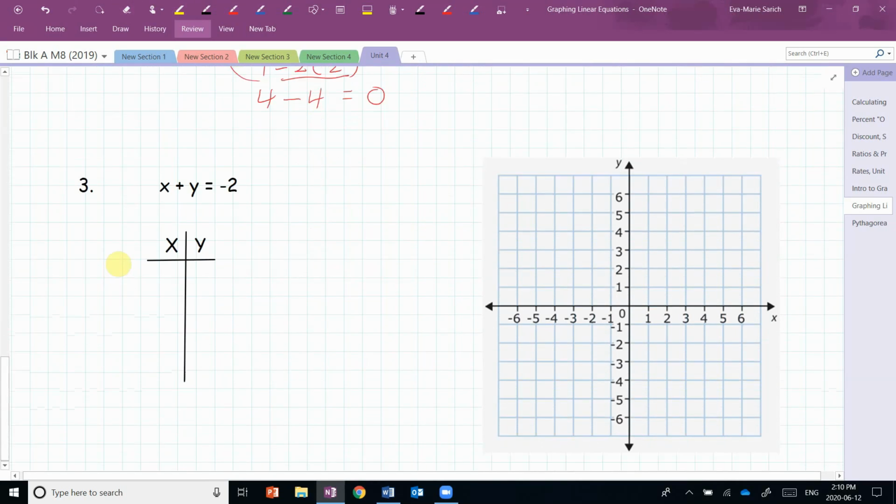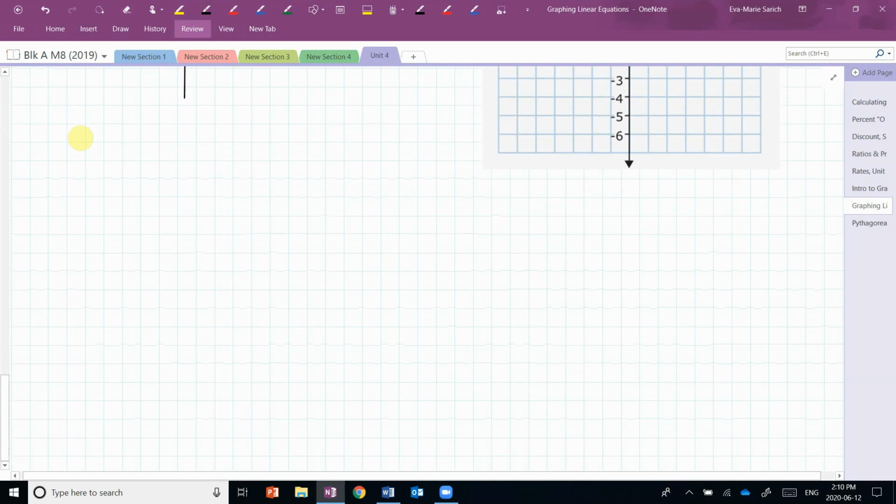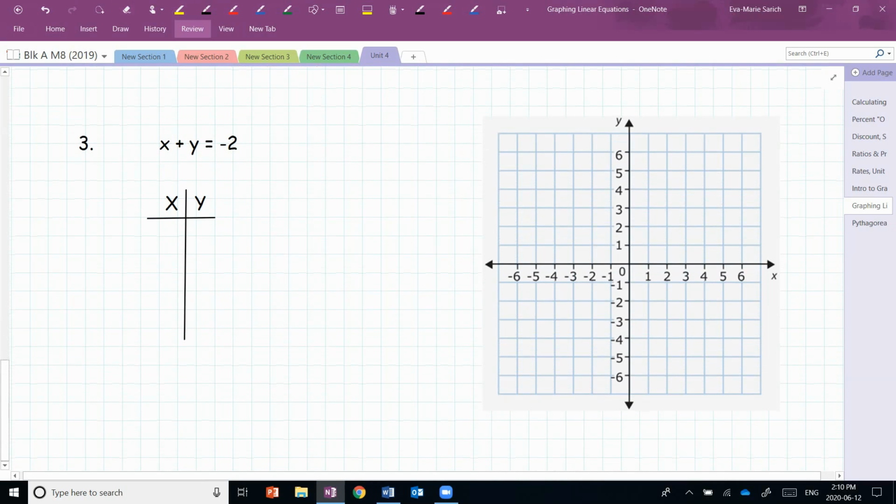All right, I want to do one more because this one is a little more difficult. What makes it more difficult is that the x and the y are on the same side of the equation. Okay, so we have to use our algebra skills here.